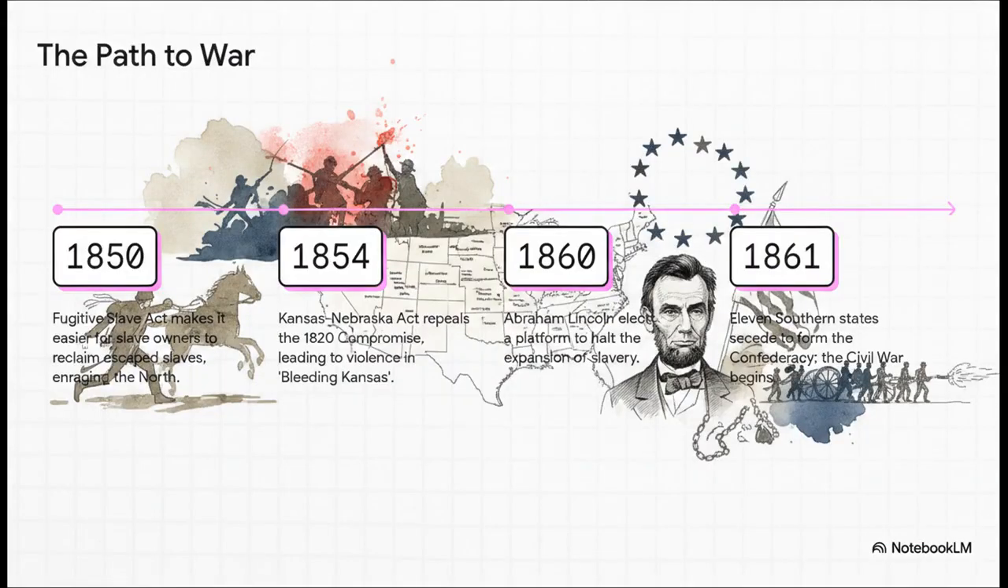The 1850s was basically just one long 10-year countdown to disaster. Every attempt to compromise just made things worse. You had things like the Fugitive Slave Act, which infuriated the North. You had literal violence breaking out in Bleeding Kansas over the issue. The nation was a powder keg. And the election of Abraham Lincoln in 1860, well, that was the match. 11 southern states seceded, and the Civil War began.